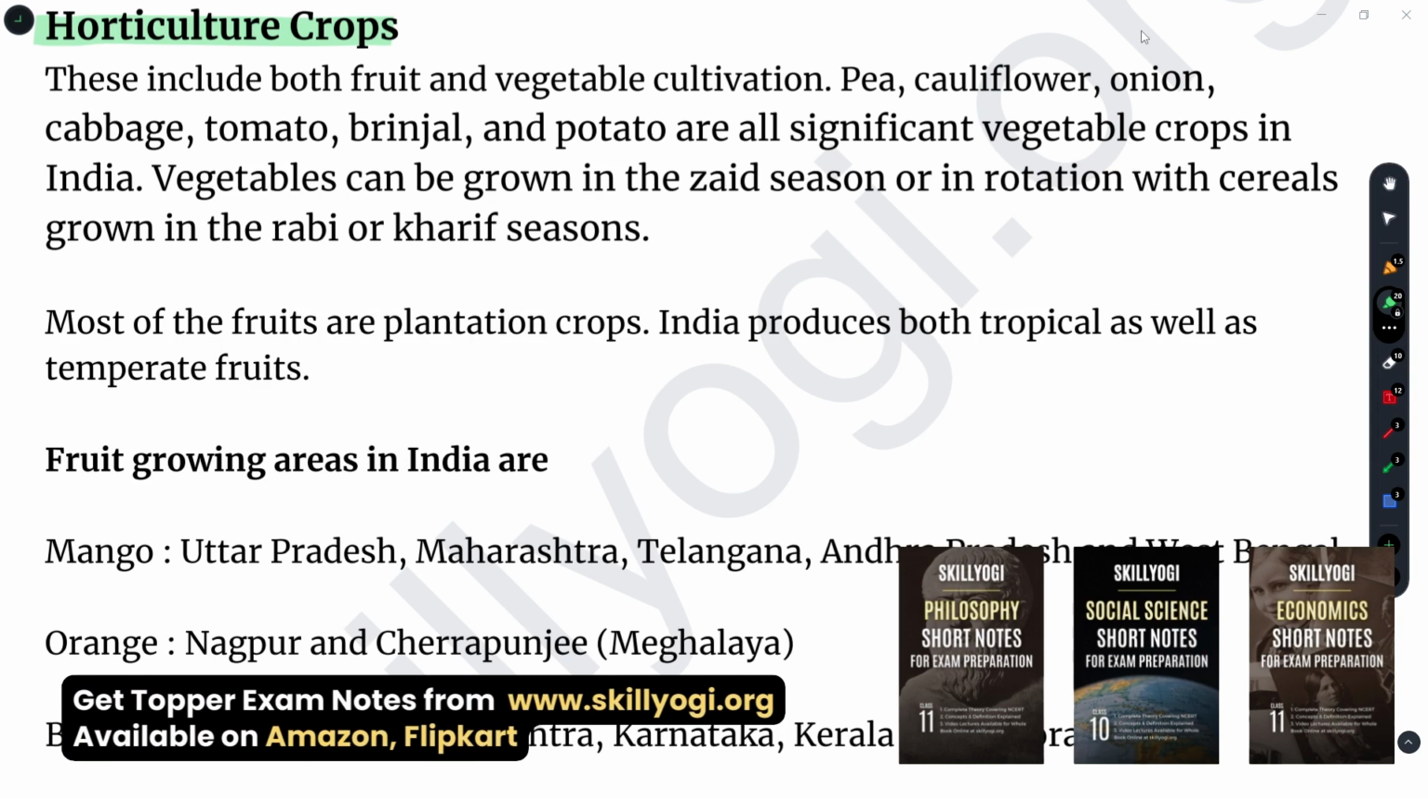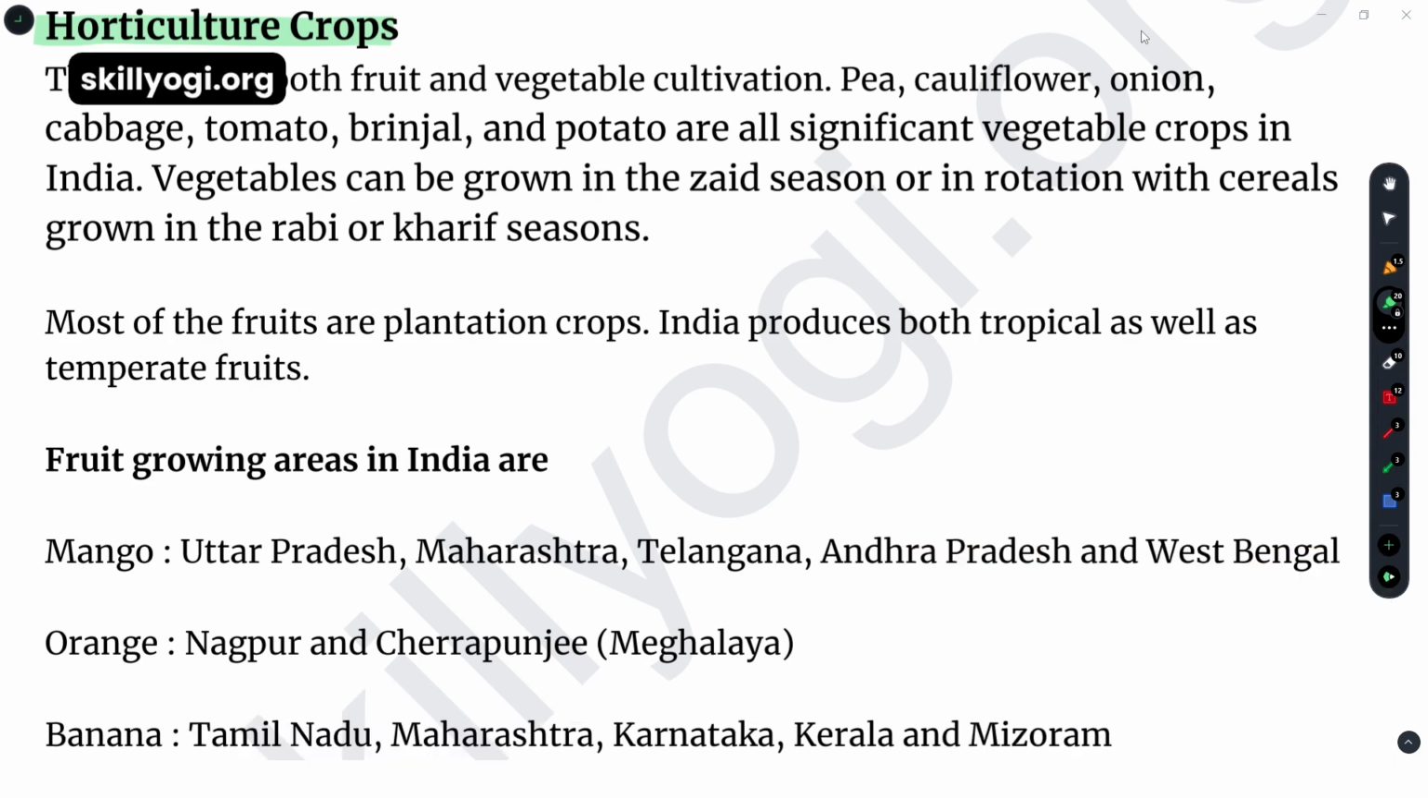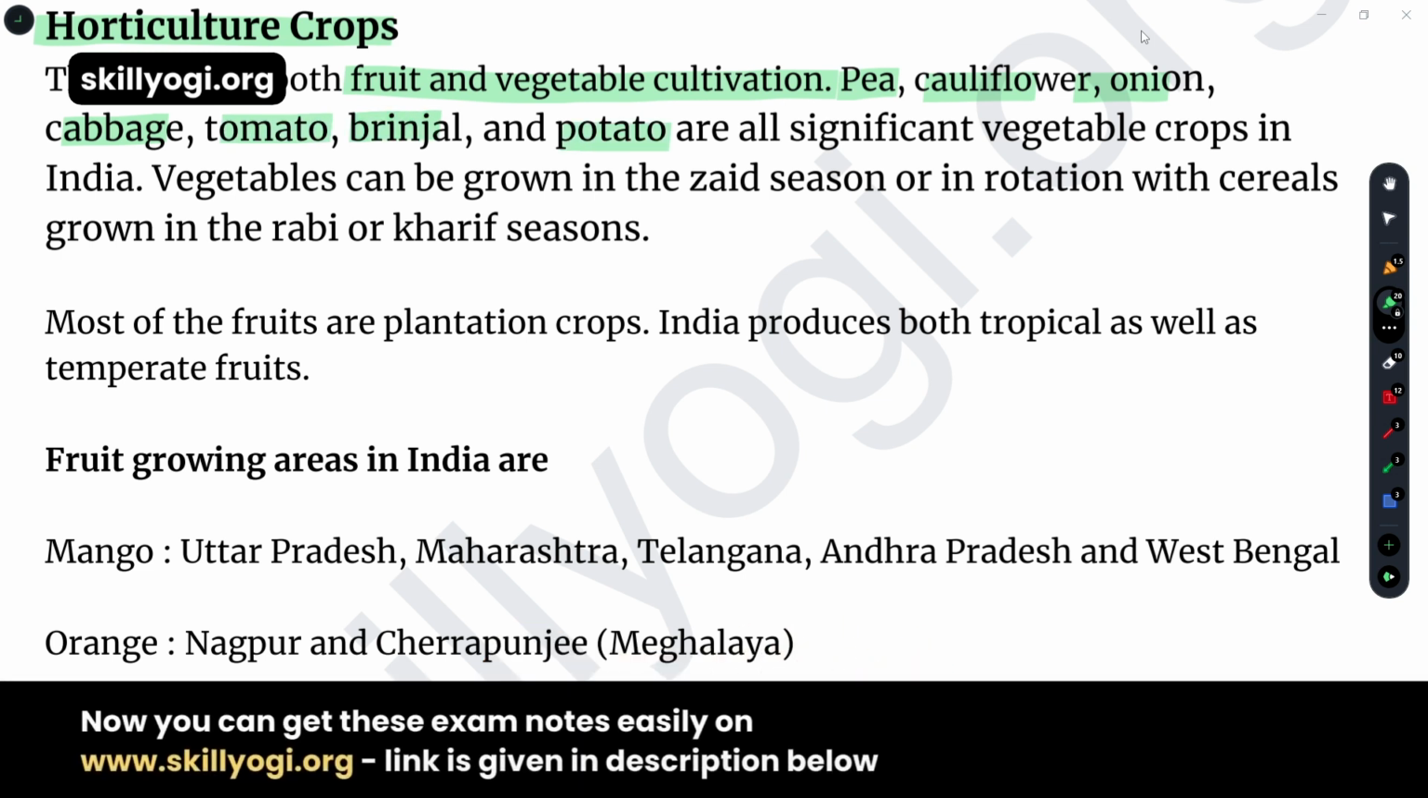What is written in this note? These include both food and vegetable cultivation. Pea, cauliflower, onion, cabbage, tomato, brinjal and potato. These all are the significant vegetable crops in India.